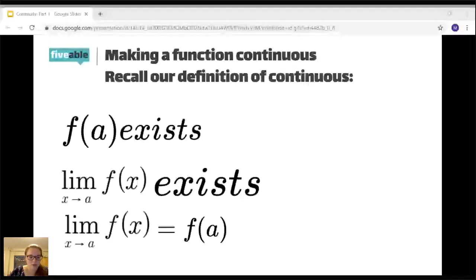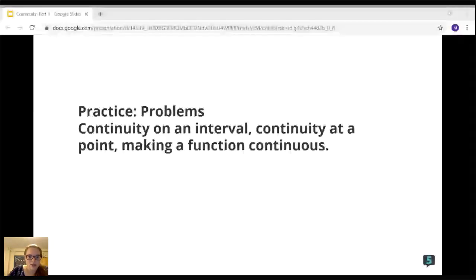Okay, so now we're going to move into practice problems. These are something that you might see on the AP test. We're going to start by looking at if a function is continuous on an interval. So we were just talking about domain, and if the interval is within our domain, we're looking at a continuous function. Then we're going to talk about if it's continuous at a specific point. In both cases, we're using our definition. And then we're going to talk about how to find values that make a function continuous.